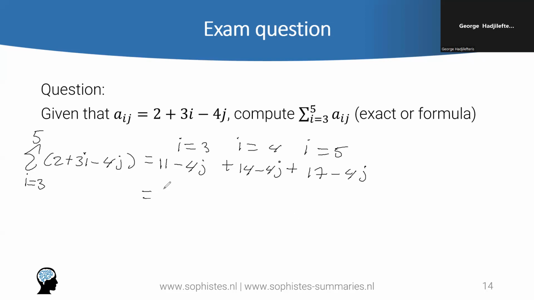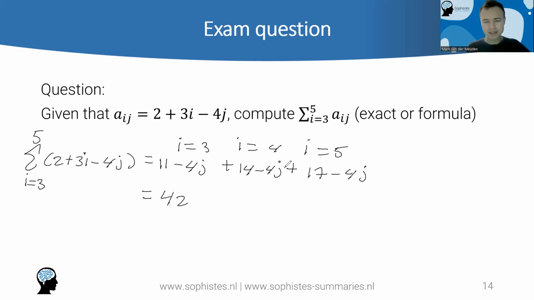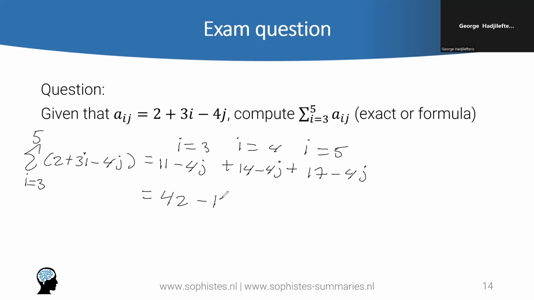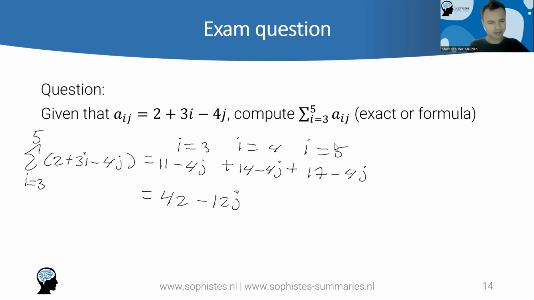Okay. What is 11 plus 14 plus 17? 42. 42. And then negative 4j minus 4j minus 4j? Minus 12j. Yes. Very good, George. Is this clear for everyone? Because then we will have a small break. Any questions?